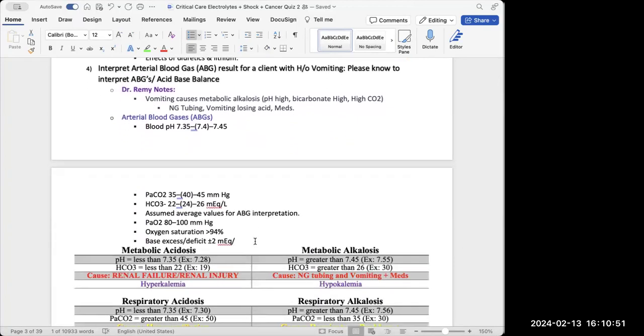Okay. So we already talked about arterial blood gases. We talked about how to interpret them and how to use the values, so I'm not going to go over that again. But as a reminder, she did mention someone who's vomiting, NG tube suctioning, and medications like diuretics are typical problems for someone who has metabolic alkalosis. So that means we're looking for a high pH and a high bicarbonate.